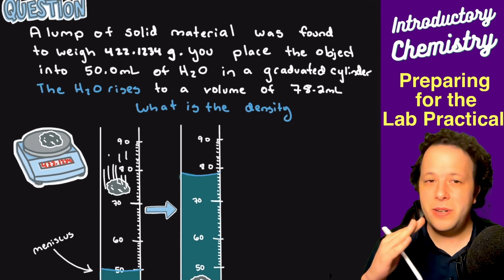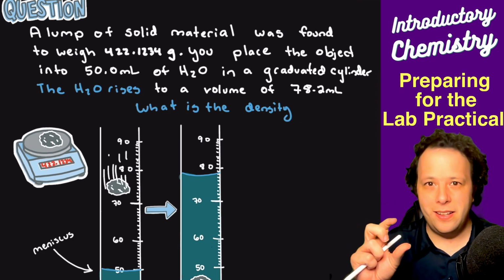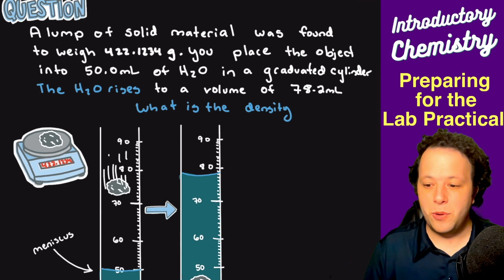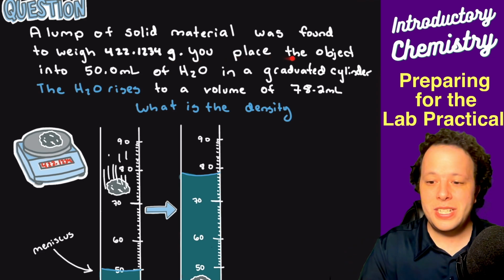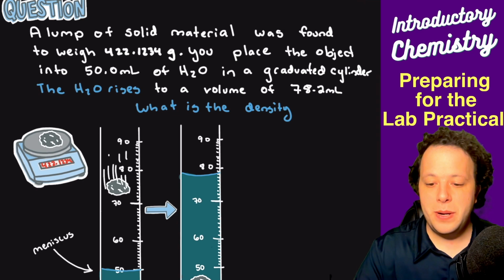So let's say I were to do a simple problem to figure this out. Let's say I gave you a piece of solid material and you weighed it and you found out it weighed 422.1234 grams. Then you decide to place the object into 50 milliliters of water in a grad cylinder. The water rises to a volume of 78.2 milliliters. What is the density? The first thing you're going to do is remember, it's mass over volume is your density.